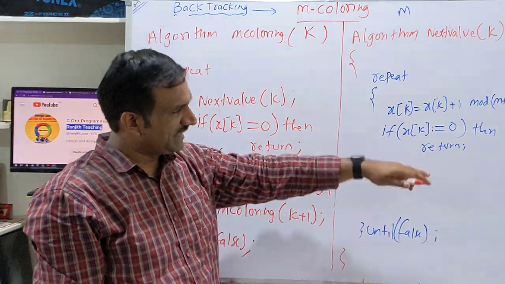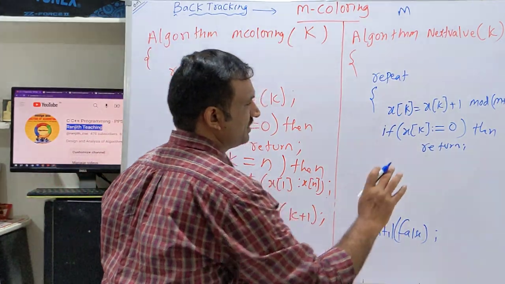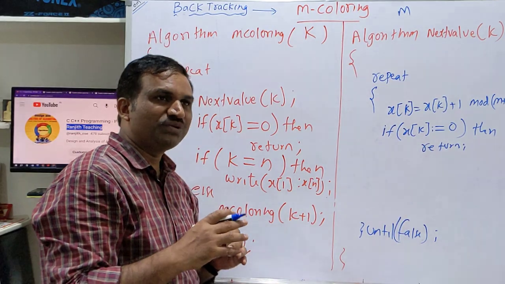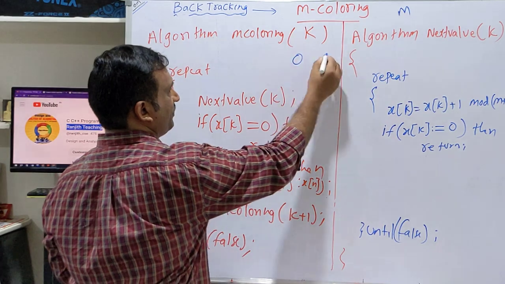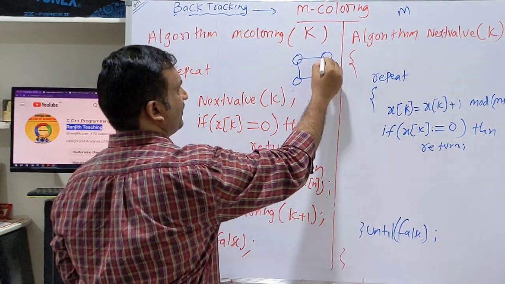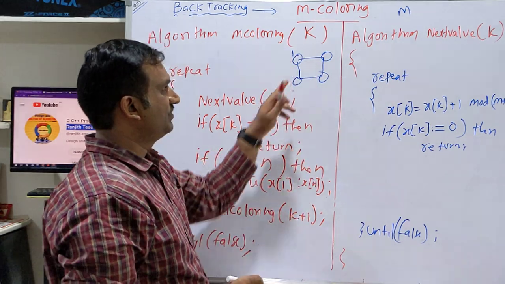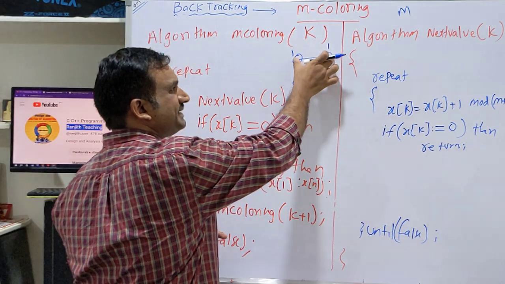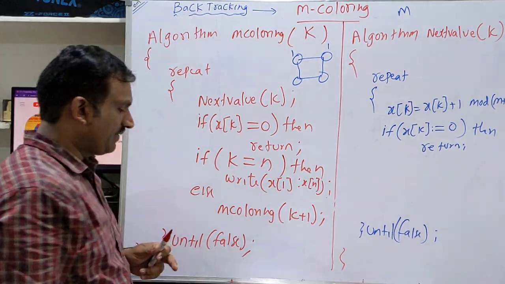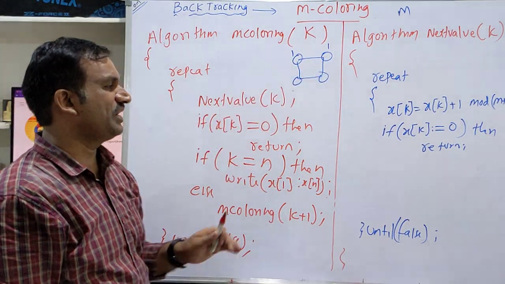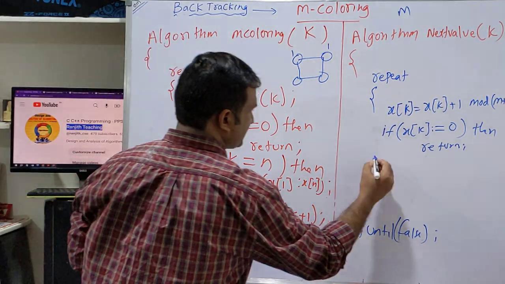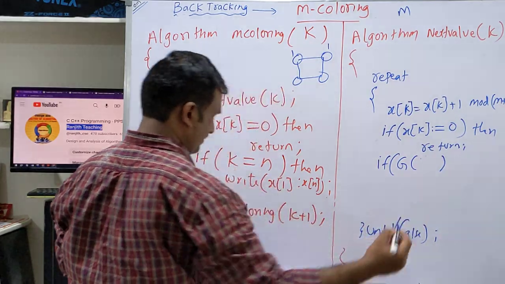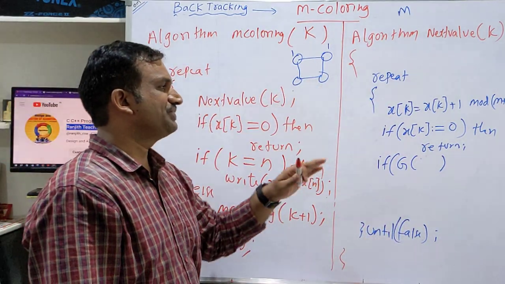Okay. Assume the next statement. The valid color is assigned, but the color should not be equal to the previous one. For example, if you take a graph, color 1 is assigned for the first vertex. Can you color with the same color once again? No, because they are adjacent. That means you have to first check whether two vertices are adjacent or not. So how to check that? If g of k and j, the kth vertex and the jth vertex.